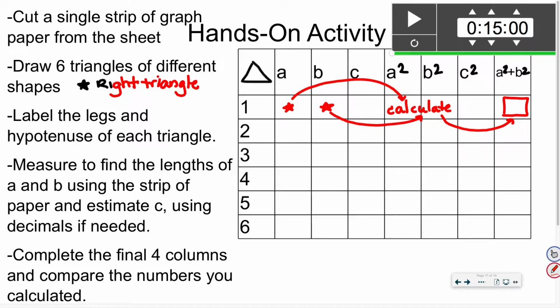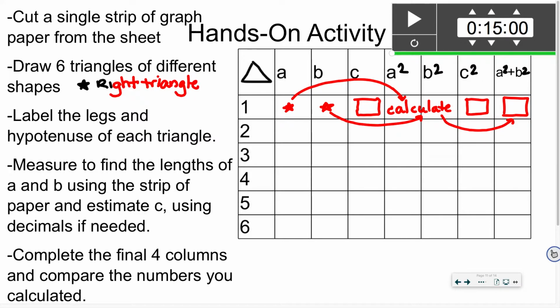And what we're going to do is you're going to use that little strip of graph paper to prove that your hypotenuse really is the length that the calculation says it is. And we'll go through some examples of this as you're drawing. I can even do an example on the board.